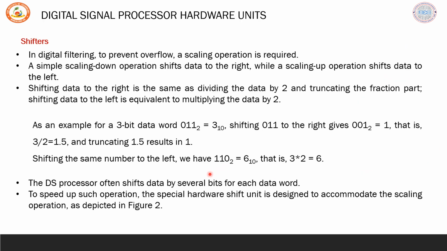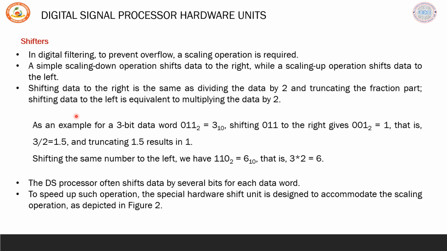The next block we will consider is called a shifter. In digital filtering, in order to prevent the condition called overflow, we require a scaling operation. In simple words, scaling down is accomplished by shifting the data towards the right, whereas scaling up can be performed by shifting the data towards the left. One unit of shift towards the right is as good as dividing the number by 2. One unit of shift towards the left is as good as multiplying the number by 2.